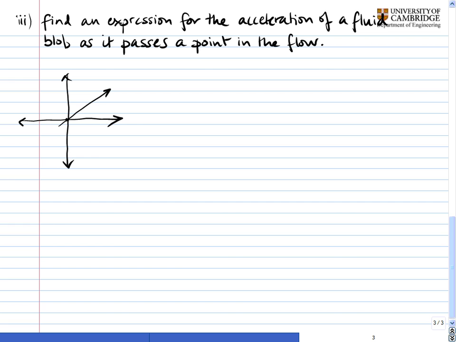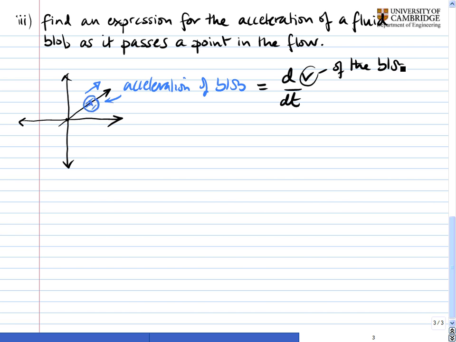Now in the next part we have to find an expression for the acceleration of a fluid blob as it passes a point in the flow. So let's take this point here and imagine we've got this sort of blob of fluid floating past. What we're after is the acceleration of that blob. So that's obviously equal to d by dt, ordinary derivative of the velocity of the blob. Now remember, that's the velocity being carried by the blob itself.